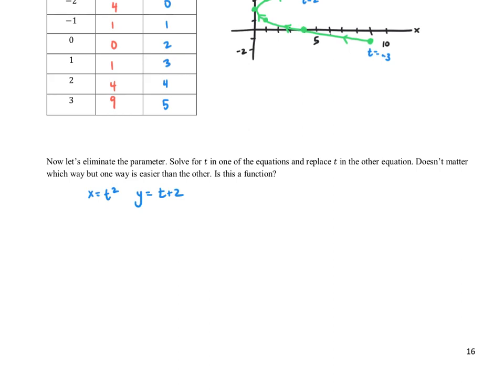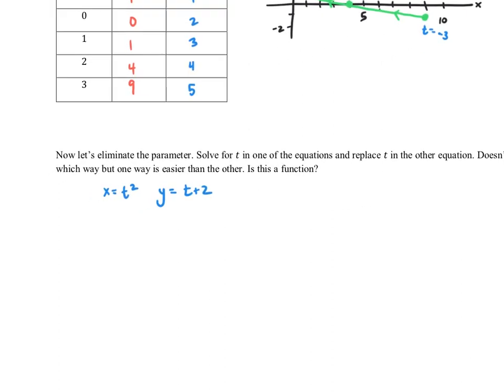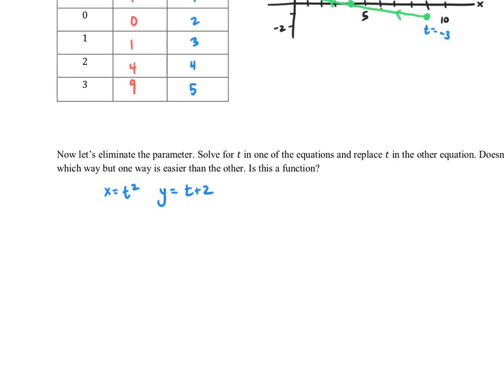What I'm going to do is eliminate t so I can put it into a Cartesian equation, and we can think about it the way we're more used to thinking about it in terms of x and y. The first thing I'll do is subtract 2 and solve for t in the second equation. Then I'm going to substitute that in for this t in the equation with x and t. And what we get is x equal to (y minus 2) squared.